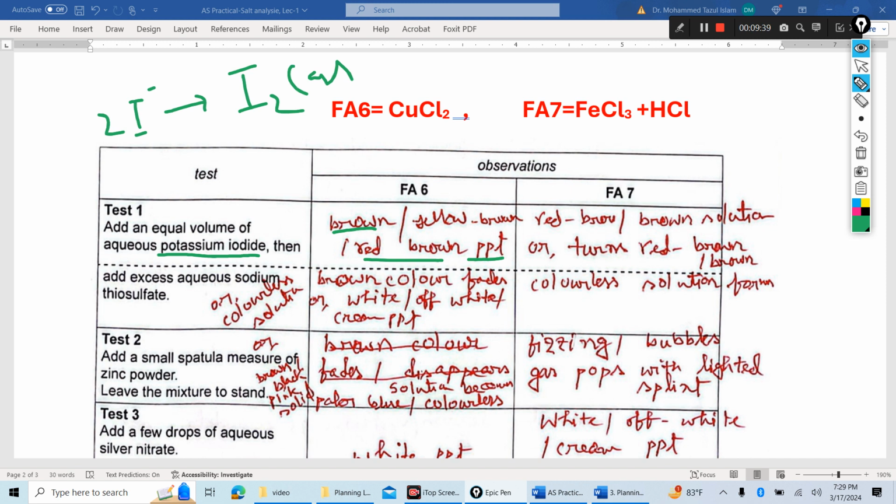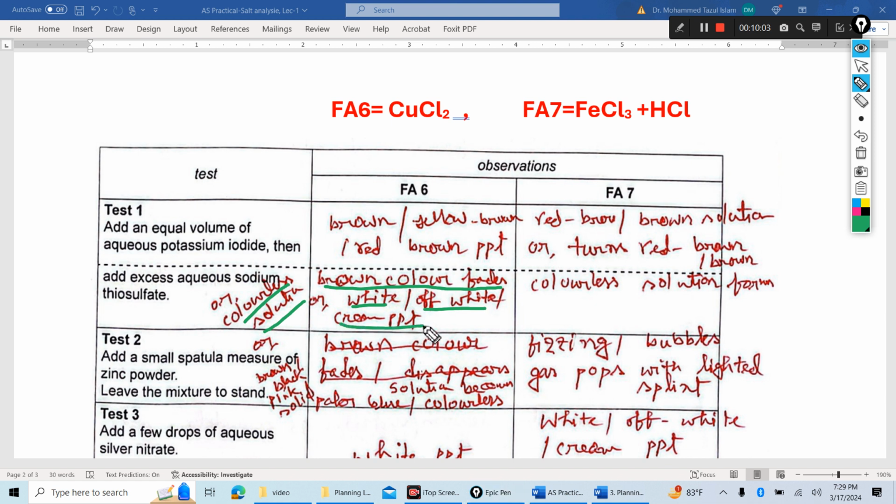Okay, now add excess sodium thiosulfate. When you add excess sodium thiosulfate, you would see a colorless solution, or you can write brown color fades, or you can write white, off-white or cream precipitate.